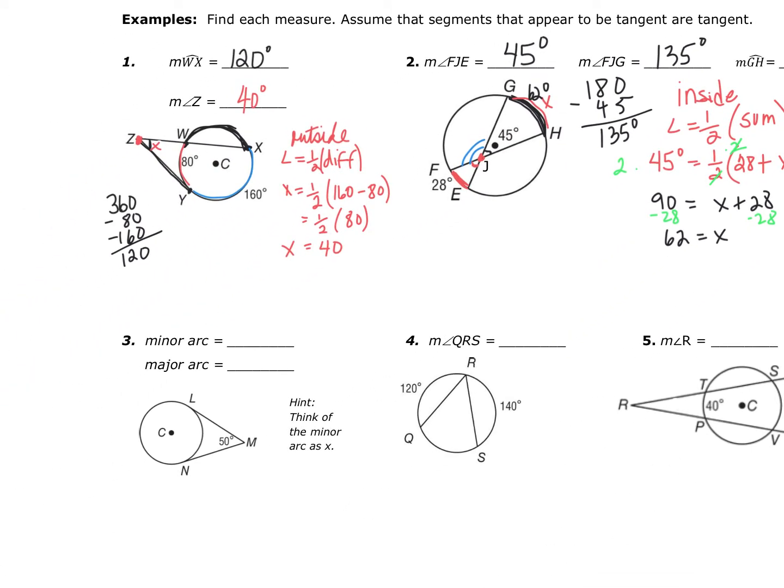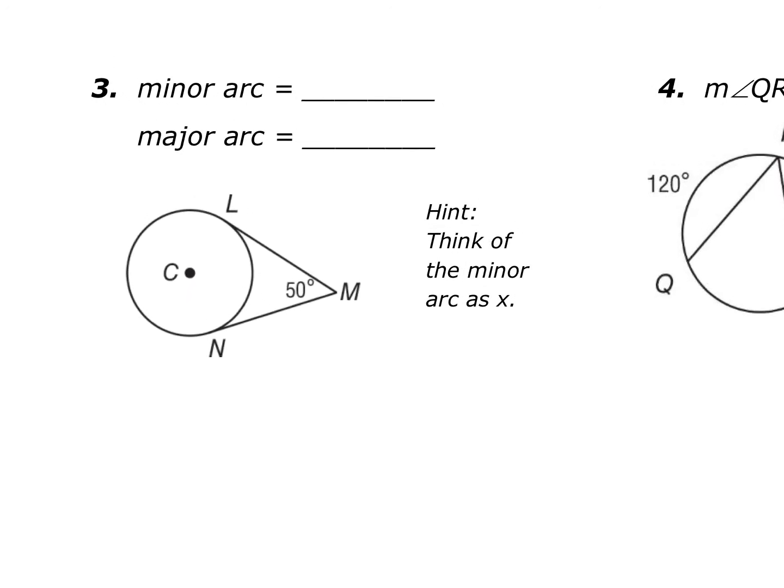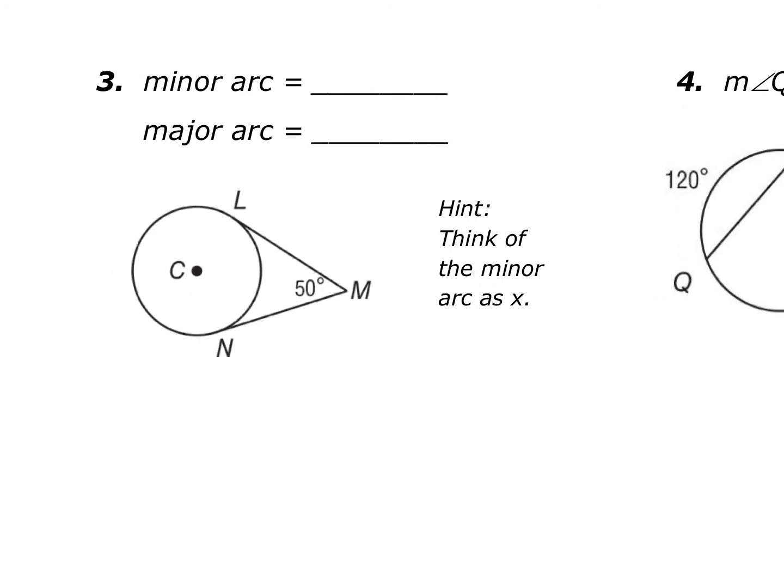Okay, for our next example, we want to find the minor arc and the major arc. So one of the tips is to think of your minor arc as the X value, okay? And then the rest of our circle is the major arc, and that'd be 360 minus X. Okay, so we have our angle. It is outside of the circle. Angle M, so it's outside.